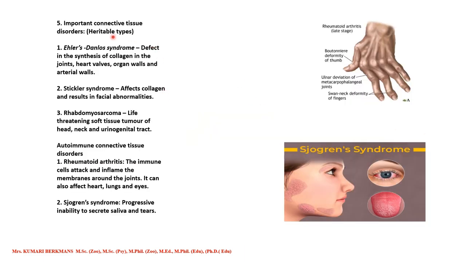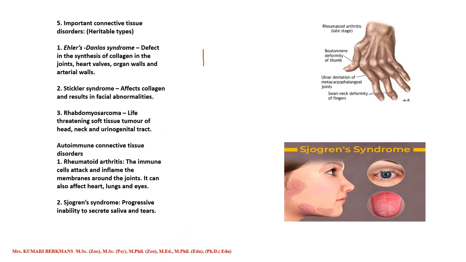Let us see the important connective tissue disorders. They are of the heritable type, passing from generation to generation. Among them, the first syndrome is Ehlers-Danlos syndrome. What it does is that the synthesis of collagen will be affected. Collagen is very, very important.